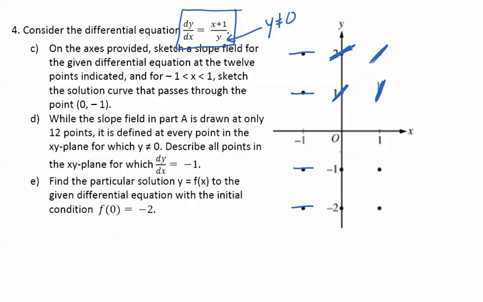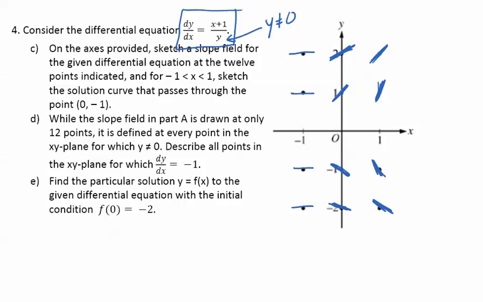And what do we have left here? At 0 for x and -1 for y, we'll get a slope of -1. 0 for x and -2, we'll get a slope of -1/2. At +1 for x, our numerator will be 2, but our denominator will be -1, so a slope of -2. And when x is 1 and y is -2, we'll get a slope of -1.